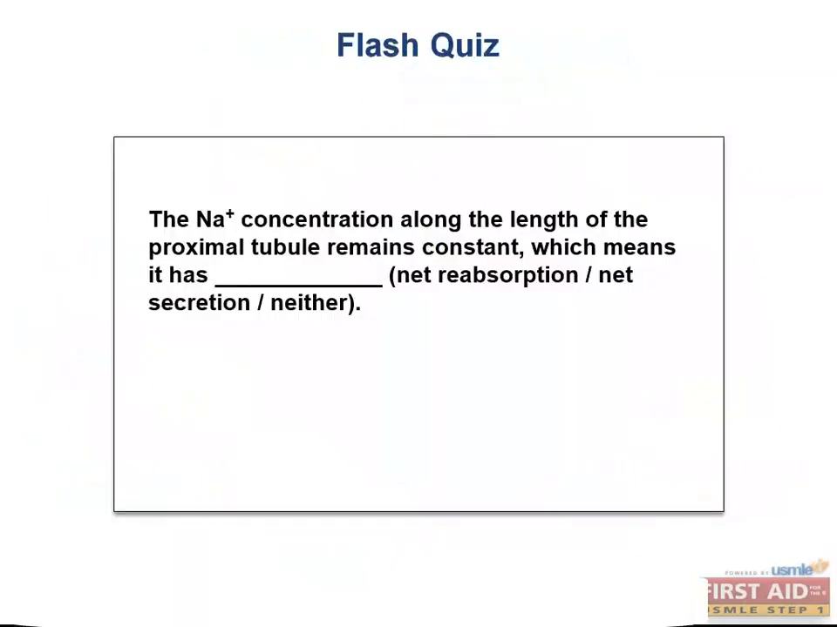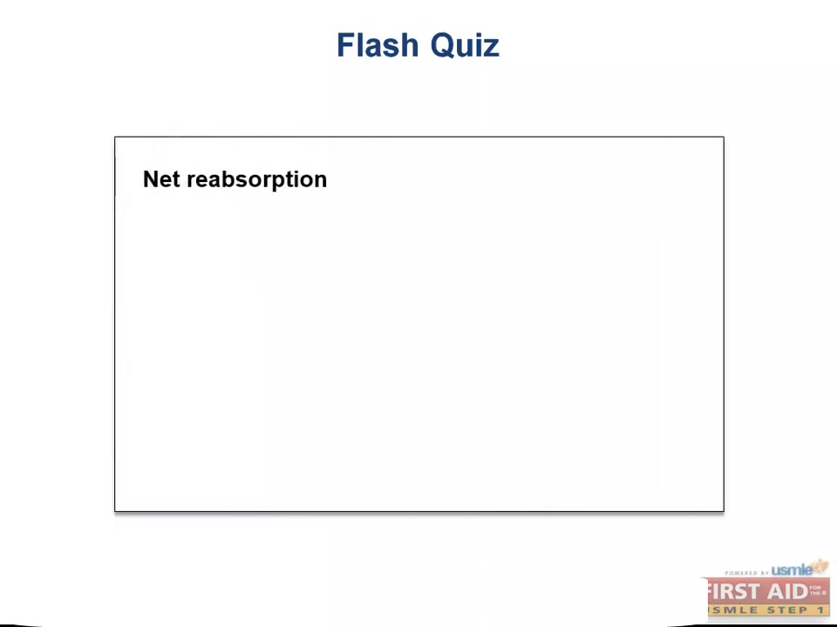Alright, let's try a flash quiz. The sodium concentration along the length of the proximal tubule remains constant, which means it has net reabsorption, net secretion, or neither. There will be net reabsorption.